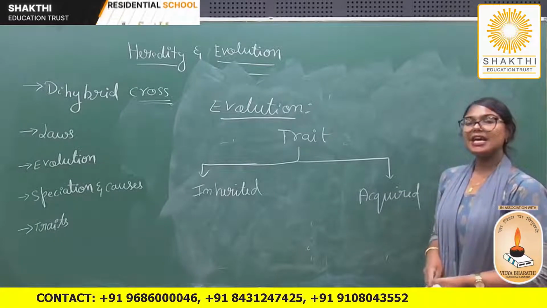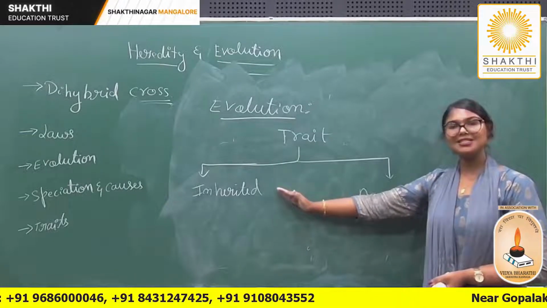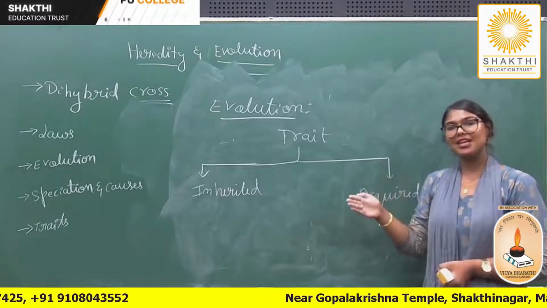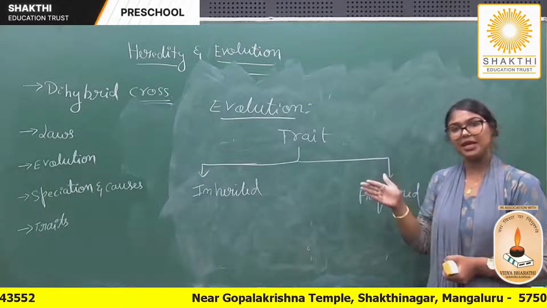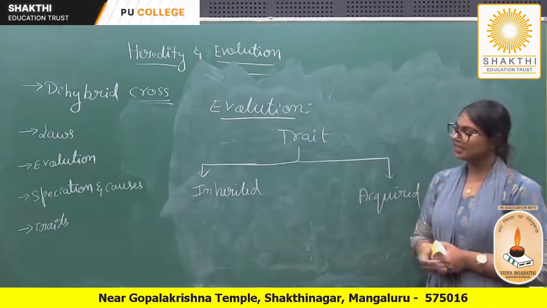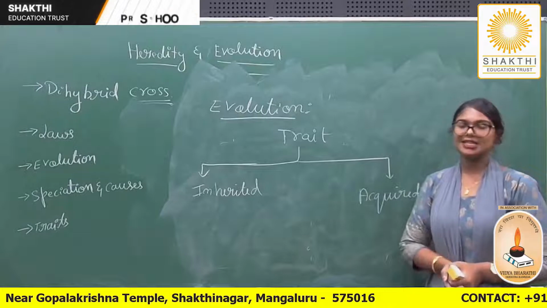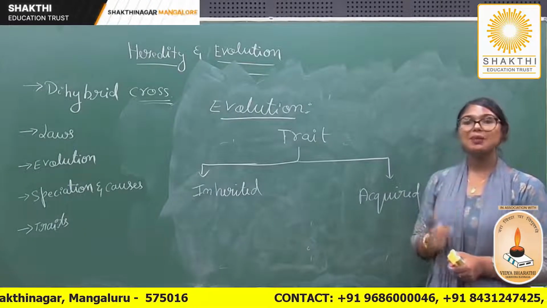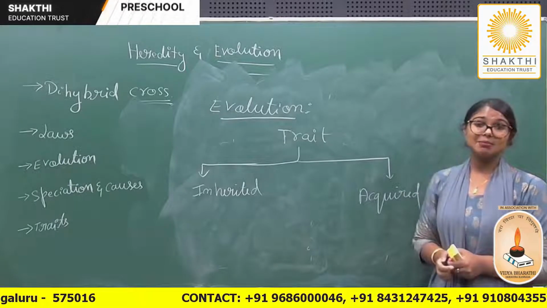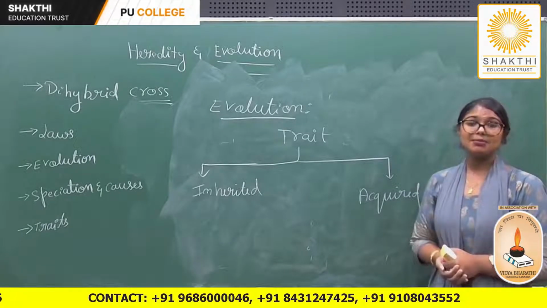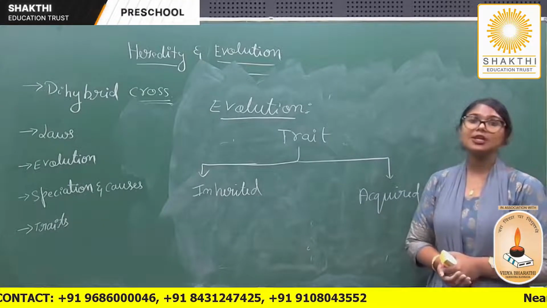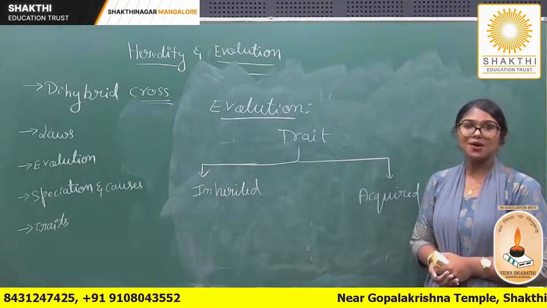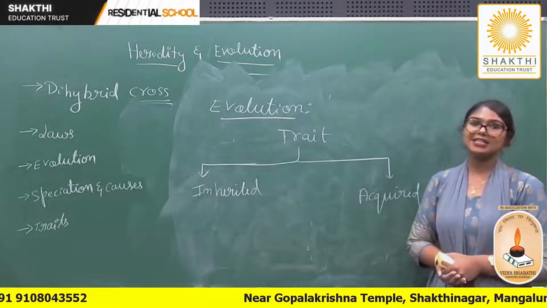What is an inherited character? In the name itself we understand. The character that is inherited from the parents to the offspring. From parents we get it at birth. That we call an inherited character. For example, maybe the structure of your nose, maybe the structure of your ears, maybe the shape of your face, maybe the color of your hair, the natural hair color. All these are coming from your parents and these are called inherited characters.